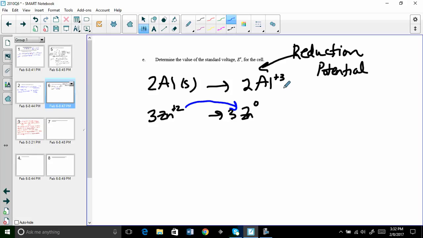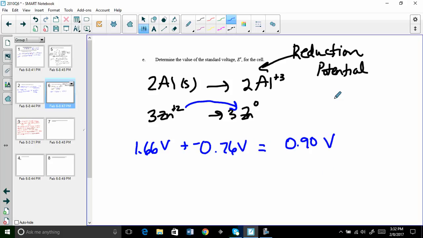On the sheet, anyways, what do I have? I have 1.66 volts plus negative 0.76 volts, and this is 0.90 volts, and that is a positive voltage. So this cell does generate current.